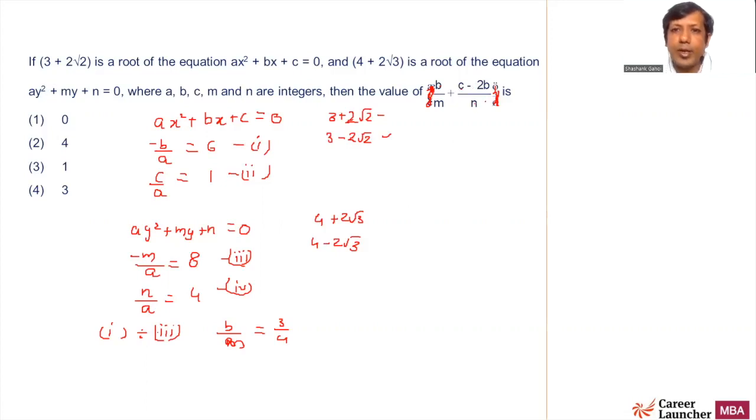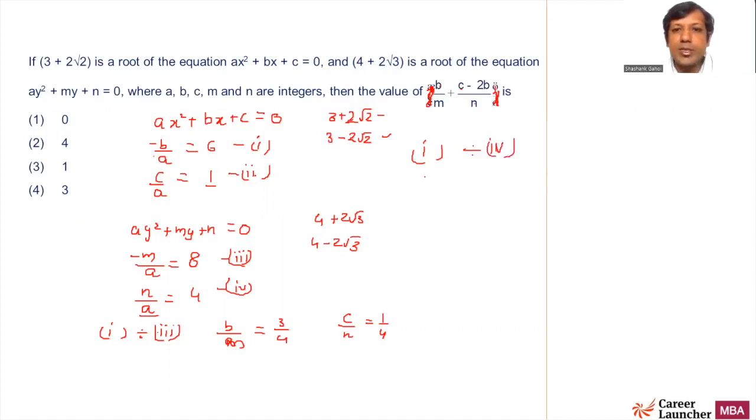Now c upon n. So what is the value of c upon n? I am doing this upon this: 2 divided by 4 is directly going to give me the value of c upon n. So c upon n comes out to be 1 upon 4. Minus 2b upon n. So I am dividing 1 upon 4.